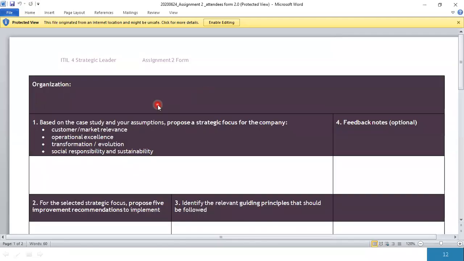Let us now take a look at the assignment response form for the second assignment. Like before, you need to fill in the name of the organization at the top first, and it should be the same as what you selected for the first assignment. And the questions are the same as just explained a while ago. Based on the case study and your assumptions, propose a strategic focus for the company. It could be one of these four: customer or market relevance, operational excellence, transformation or evolution, or social responsibility and sustainability. Remember that the feedback notes are for the trainer.